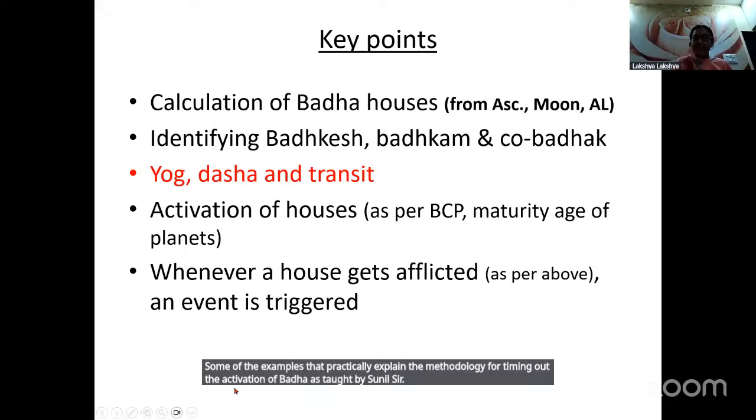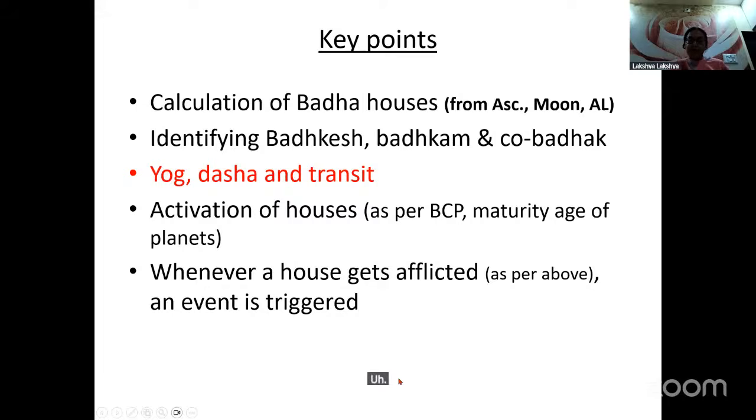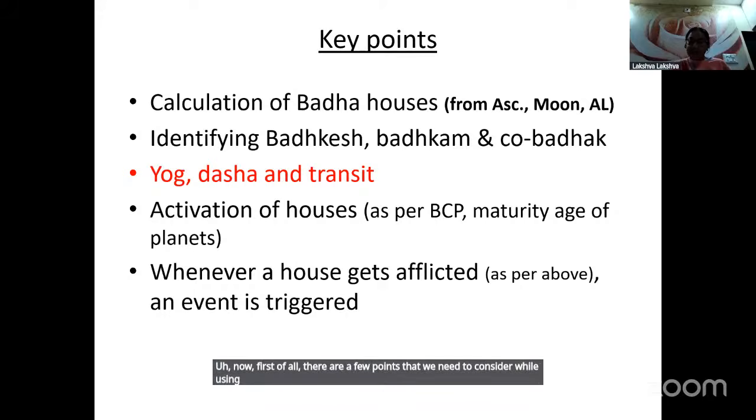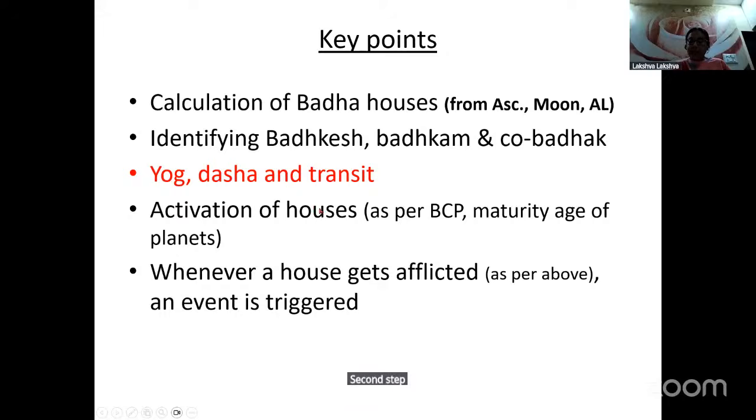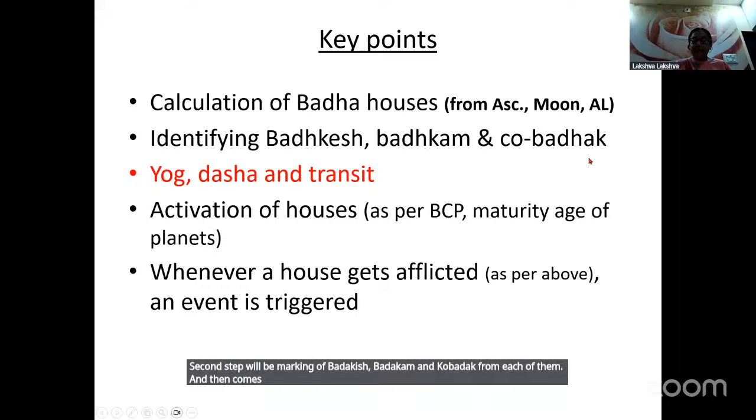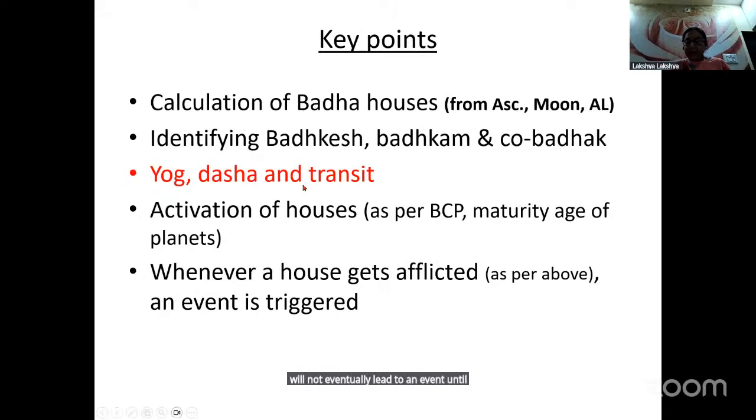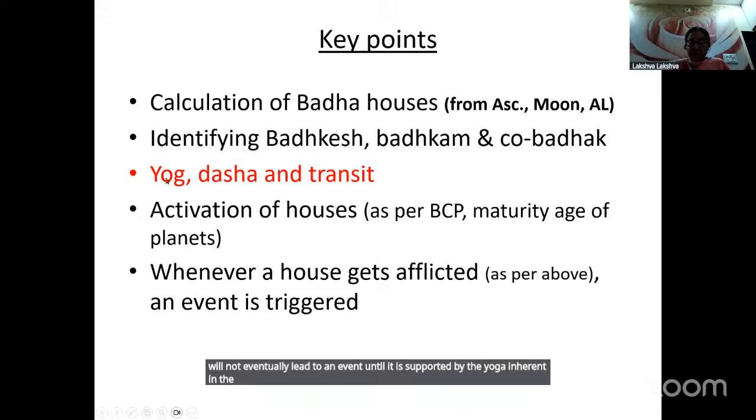Now, first of all, there are a few points that we need to consider while using this technique. First of all, identifying the Badha houses, not only from ascendant, but also from Moon and Arudha Lagna. Second step will be marking of Badhakesh, Badhakam, and Co-Badhak from each of them. And then comes the very important step of clubbing the yoga present in the natal chart along with dasha and transits. Why is this important? Because only malefic influences in transit will not eventually lead to an event until it is supported by the yoga inherent in the chart and dasha running in the natal chart.